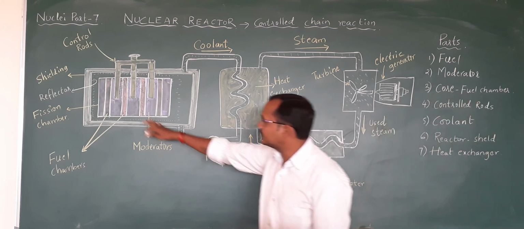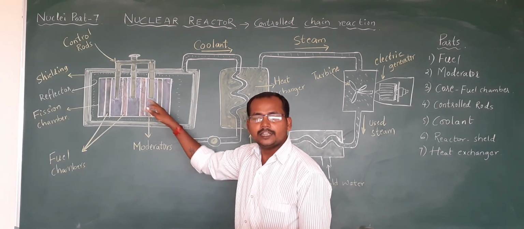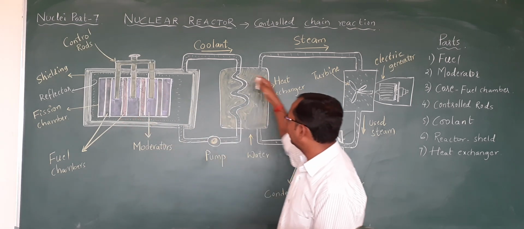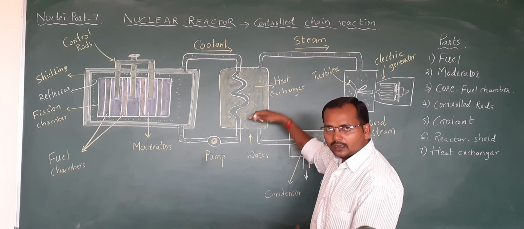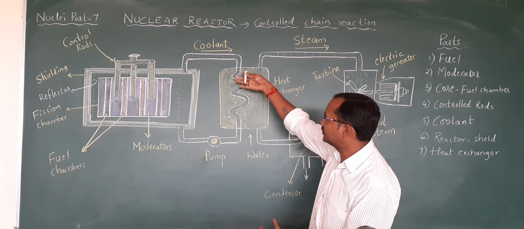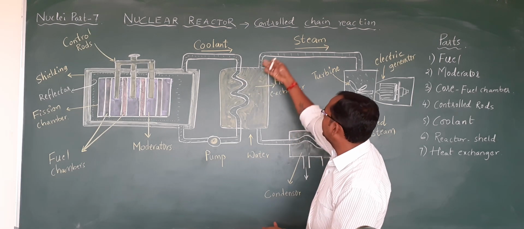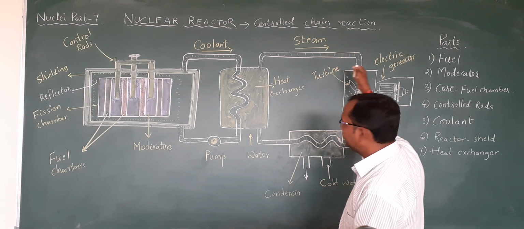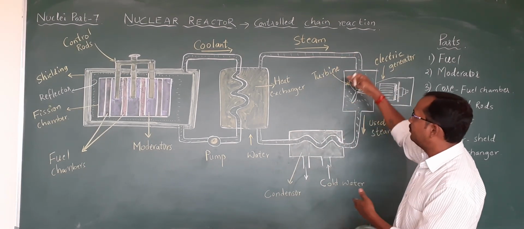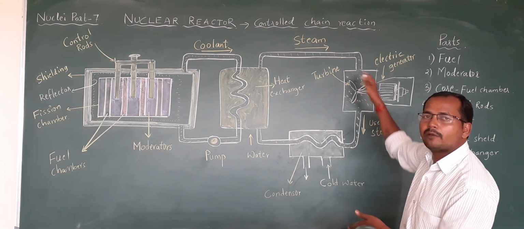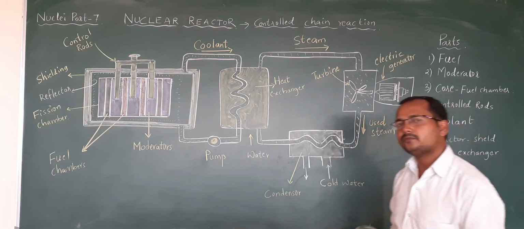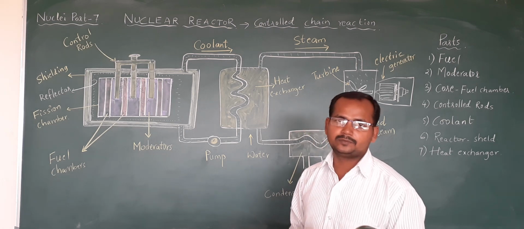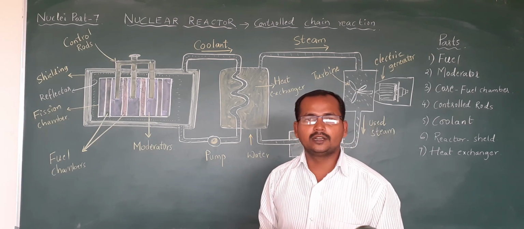Again, continuously the reaction takes place and heat is produced. That heat is passed to a heat exchanger, where the water is heated or steamed because of the hot coolant. Then it is passed through the pipe and made to fall on the turbine, where the turbine rotates, which in turn rotates the electric generator, which gives the continuous supply. This is the working of a nuclear reactor.